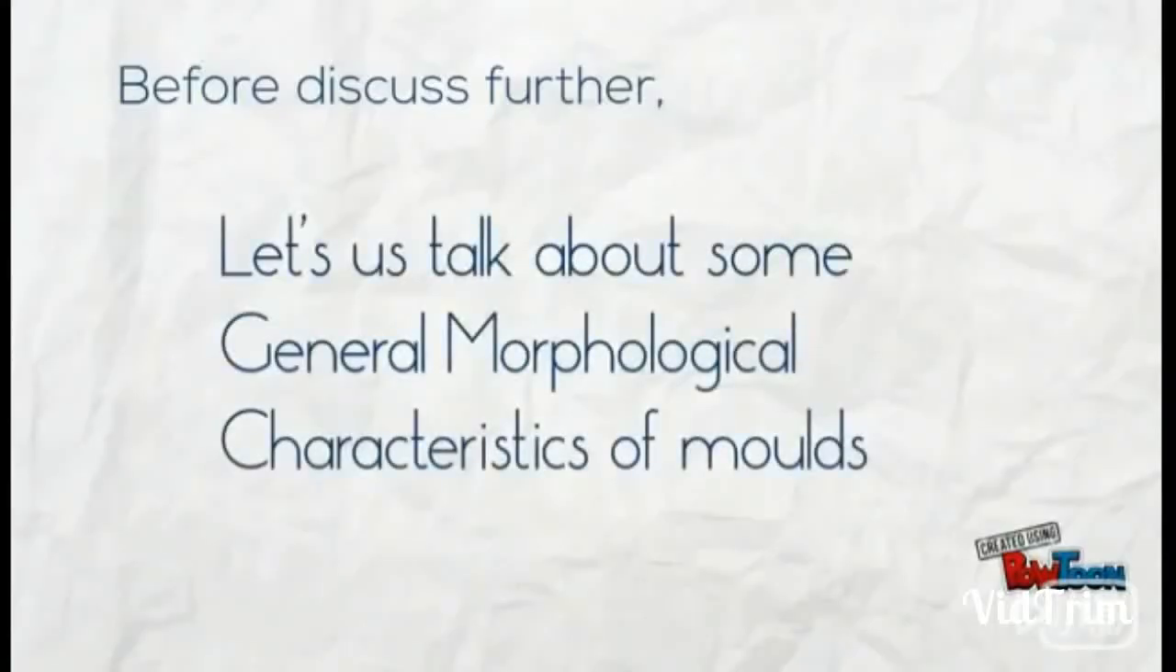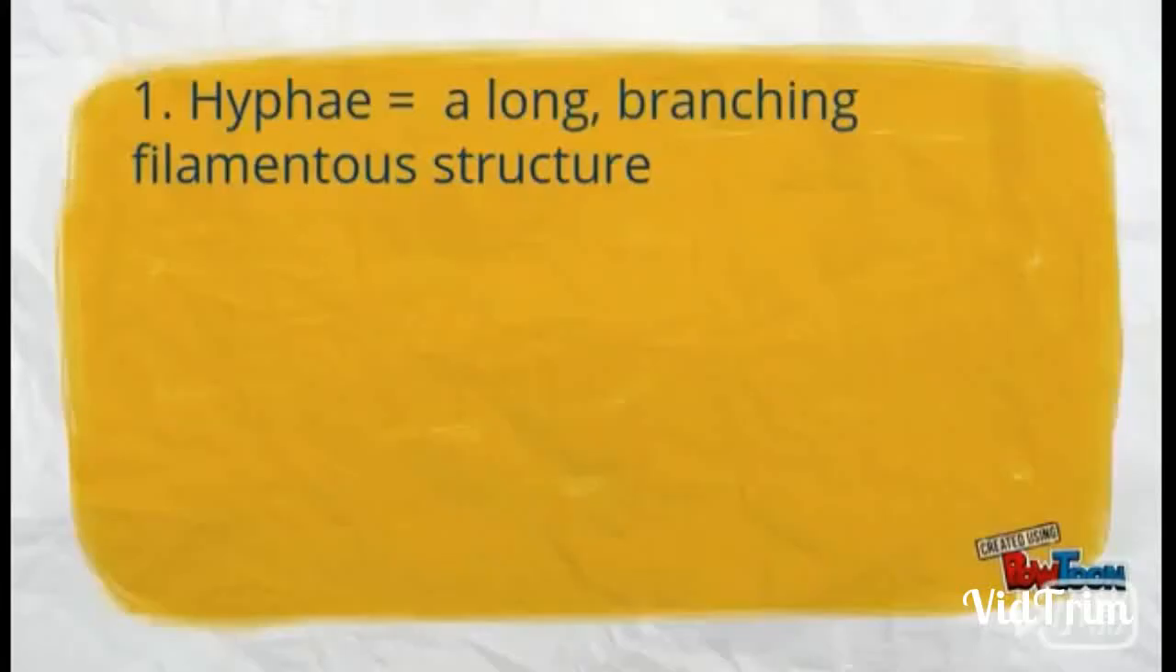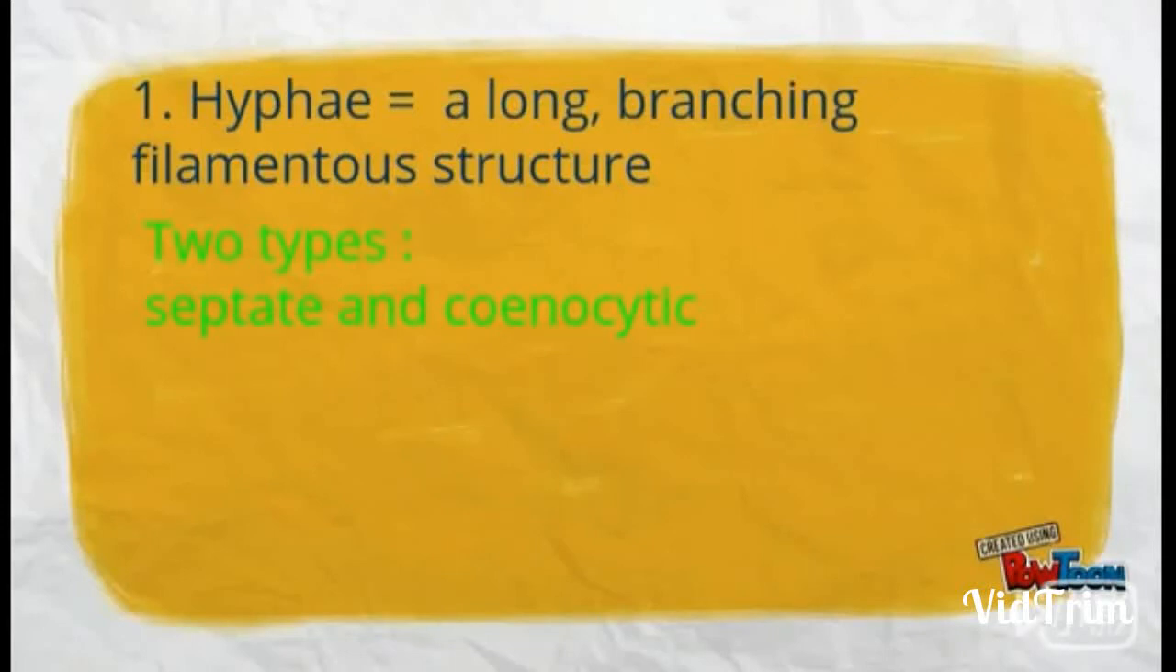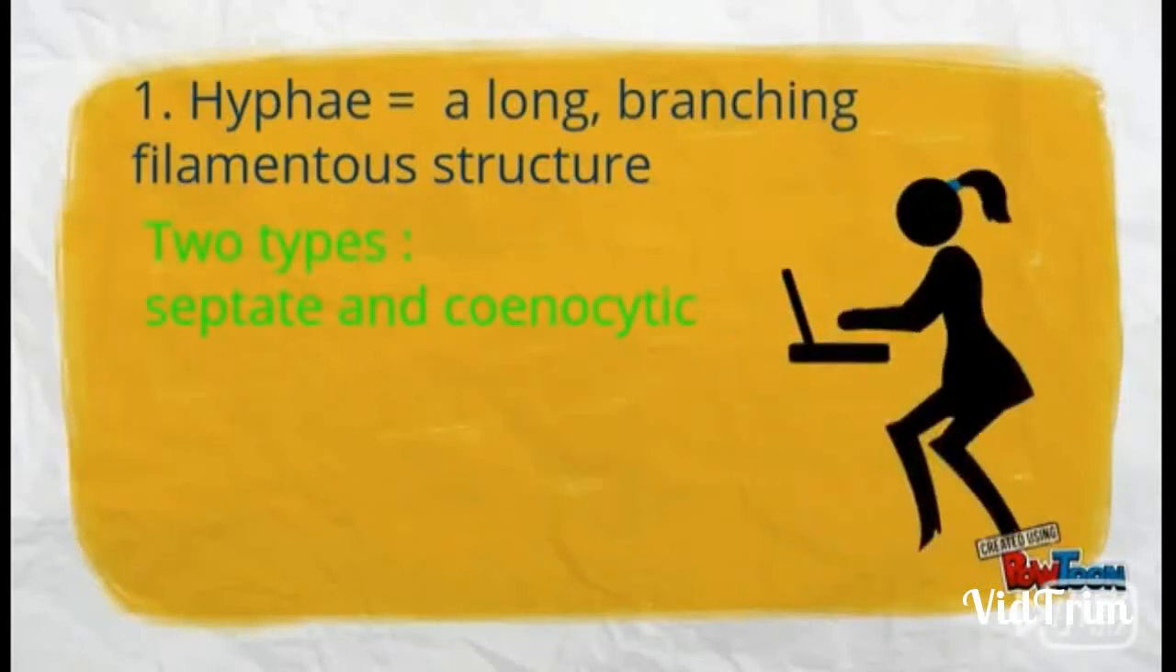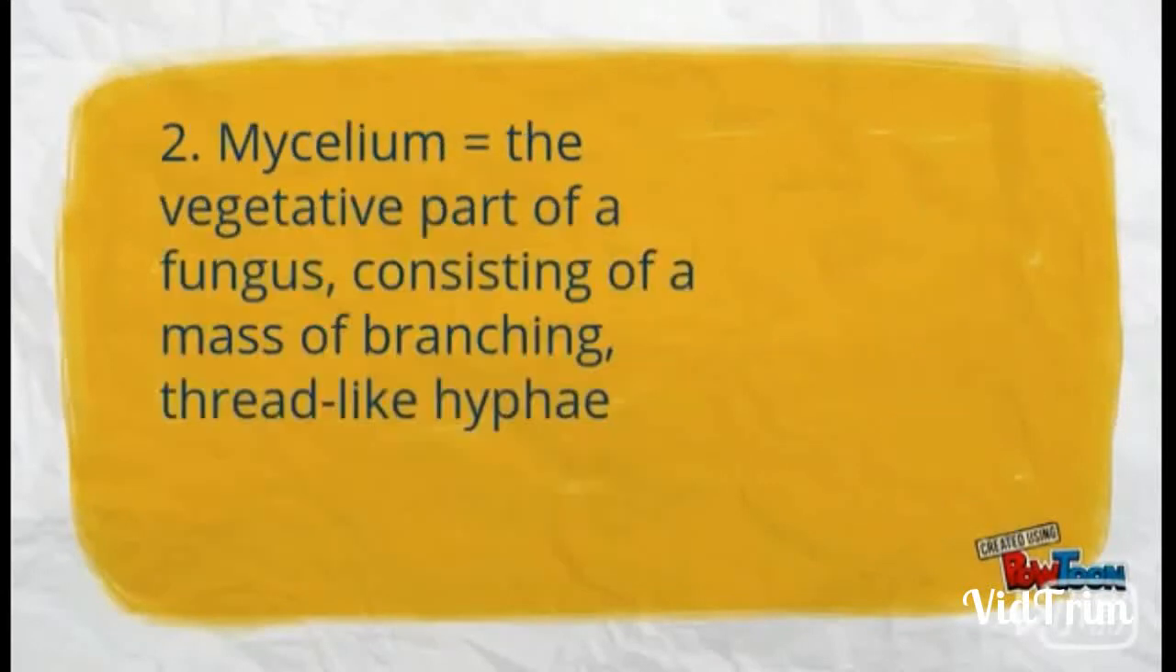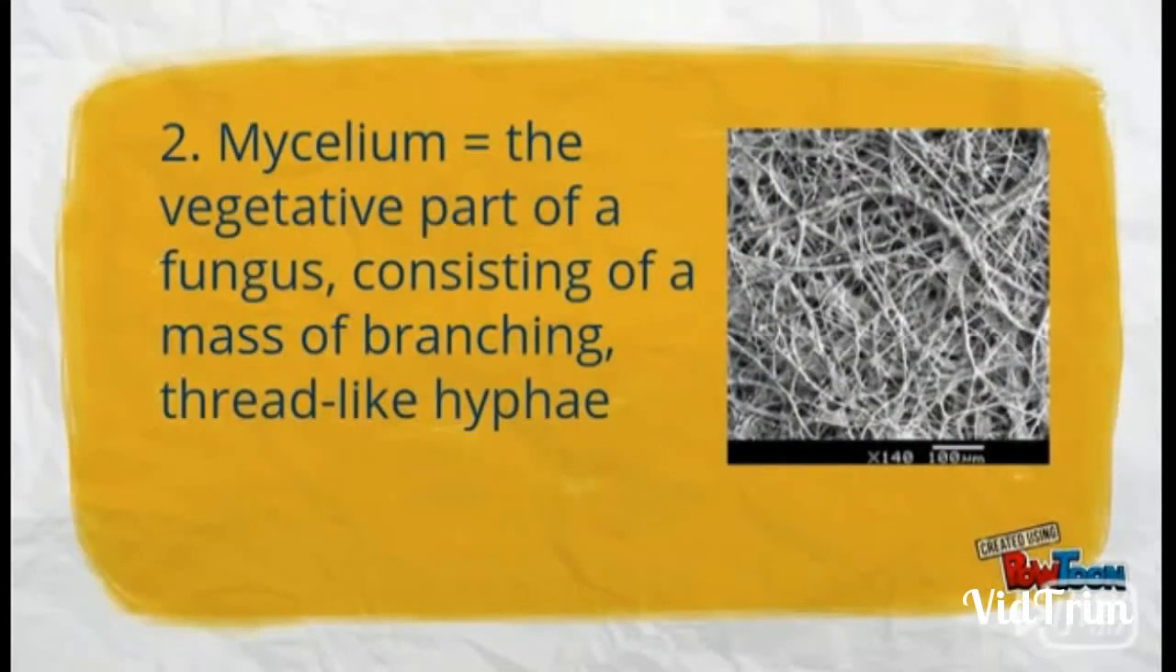Before discussing further, let us talk about some general morphological characteristics of molds. Hyphae is a long branching filamentous structure and there are two types. The first is septate and the second is coenocytic. Mycelium is the vegetative part of a fungus consisting of a mass of branching twig-like hyphae.